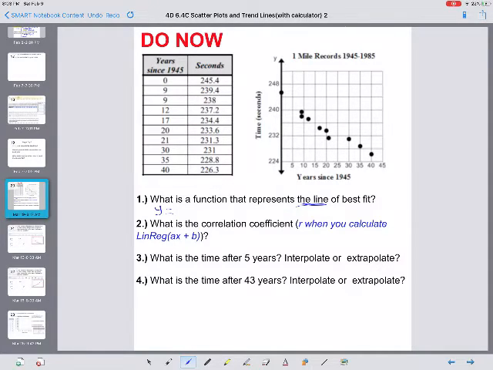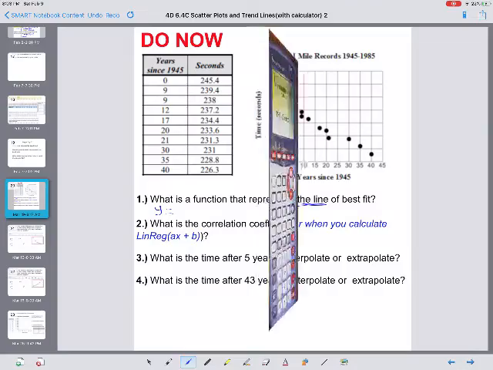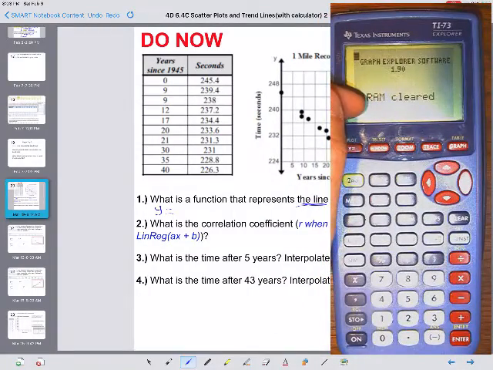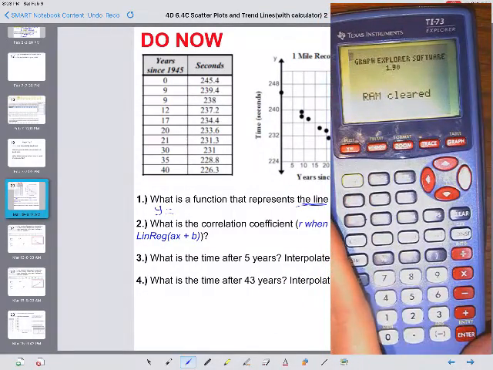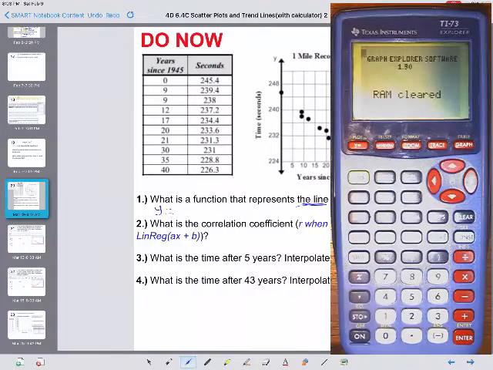So I'm going to go ahead and get you started with that, and then I'm going to speed up the video to type all this data in. So first thing you should do is reset your calculator. And then we're going to type these two columns into our list. I'm going to call the years since 1945 as my x values and the seconds as my y values.